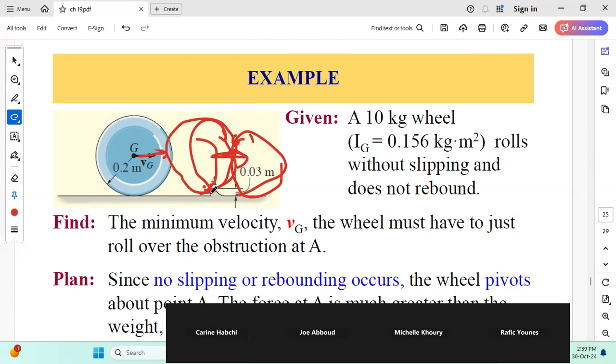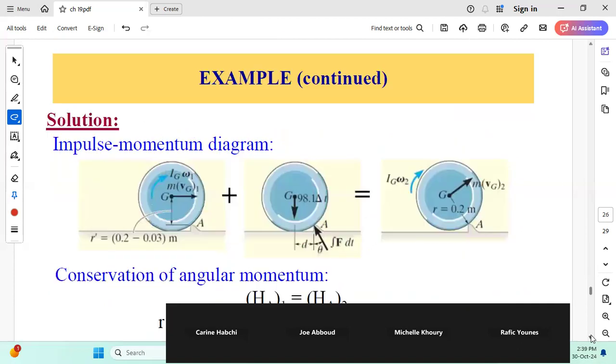And the forces are the weight and the contact forces at A, and you can have friction and normal. Since friction and normal are passing by A, they are not producing any moment about A. The only force doing a moment about A is the weight. But the weight is non-impulsive, because during rotation the weight will not always pass by A. Let me show you a figure to clarify this.